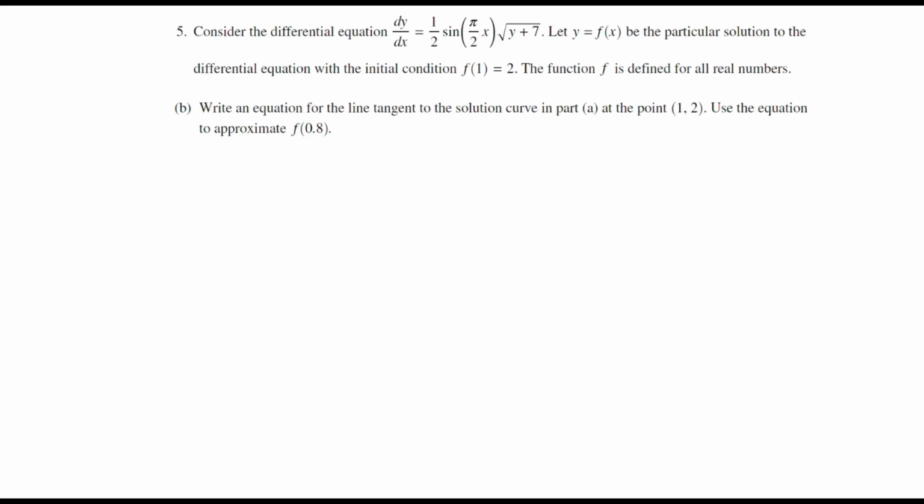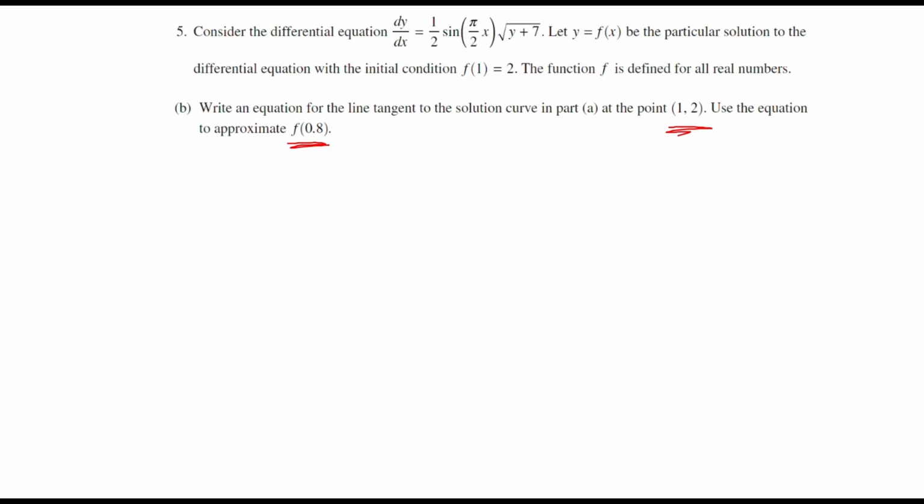For part B, they're asking you to write the equation of the line tangent to the solution curve. Right? So the solution curve is y, or the function f of x. And we want to write the tangent line to it at the point 1, 2. Well, that's nice enough that they give us the point. That's convenient. And then they want us to approximate f of 0.8 using that tangent line.